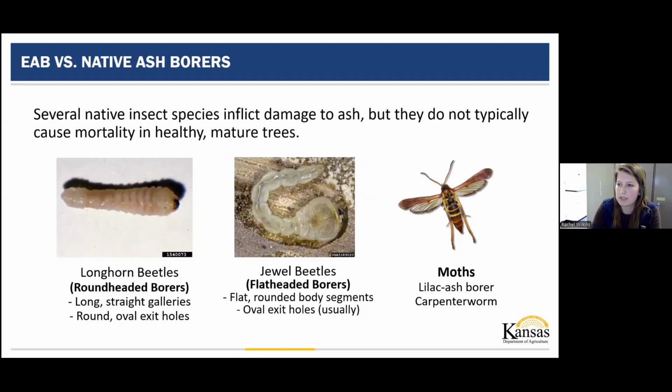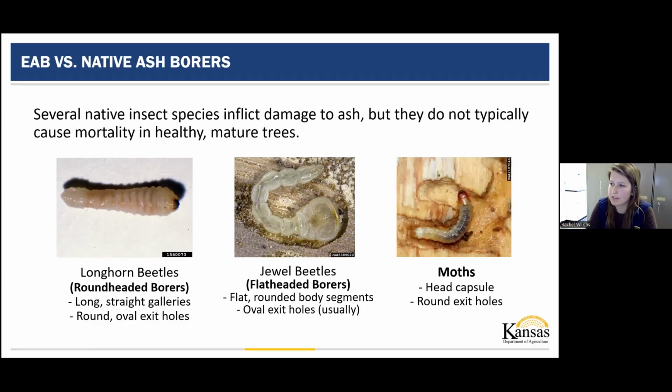For jewel beetles, the larvae are actually called flat-headed borers, and you can see why they get that name. They do look very flattened overall. It's important to note that other species of flat-headed borers, unlike emerald ash borer, have rounded body segments, whereas EAB has those bell-shaped body segments. And typically, when the adults emerge from the trees, they will create oval exit holes.